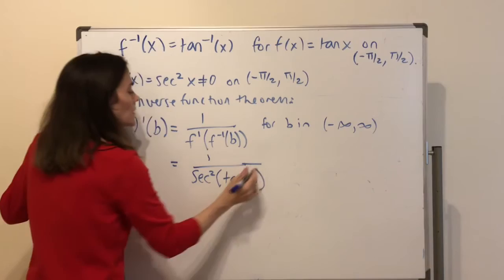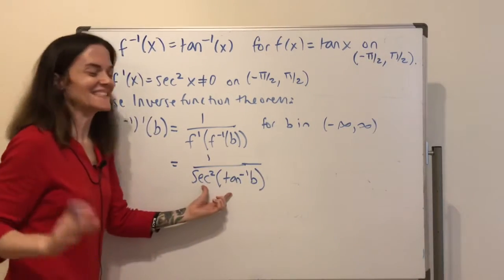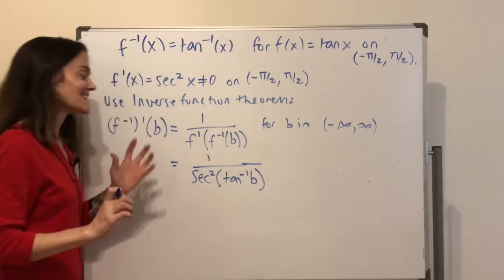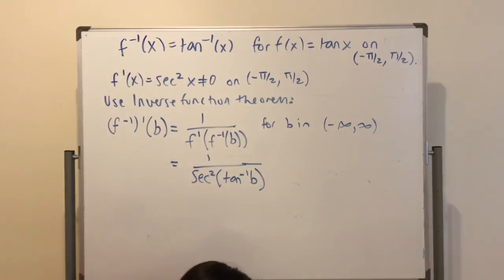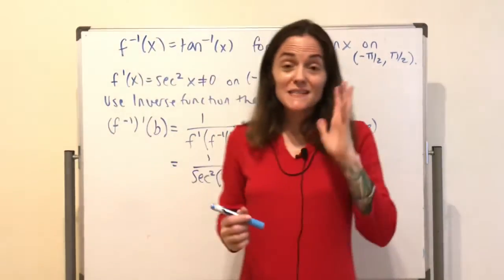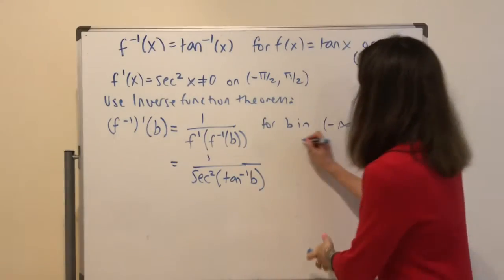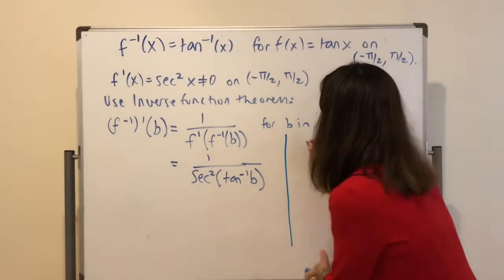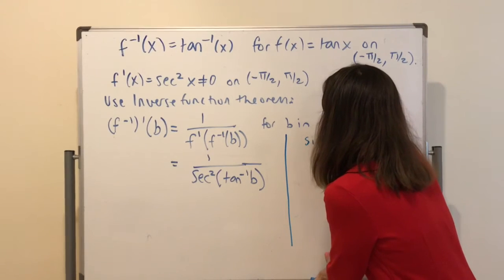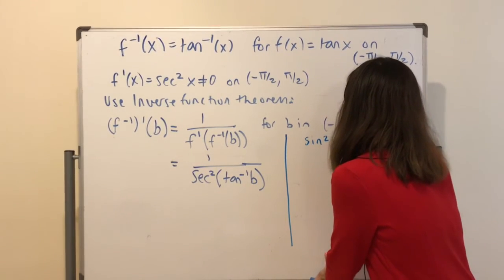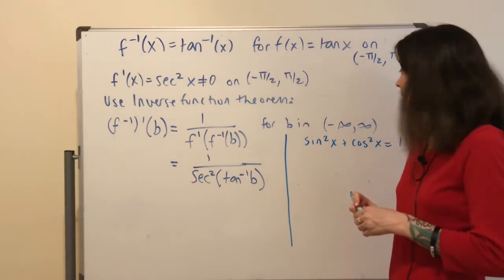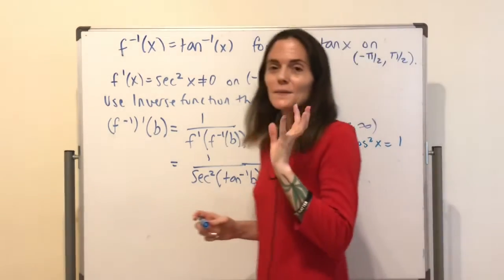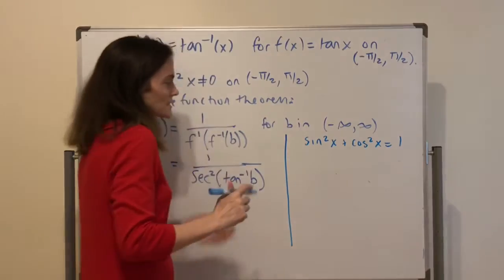Okay, now, yet again, we don't want to leave it like this. This is not that informative. But what we can do this time is very similar. So let me come over here. We know sine squared plus cosine squared is 1. Now, let's divide by cosine squared.